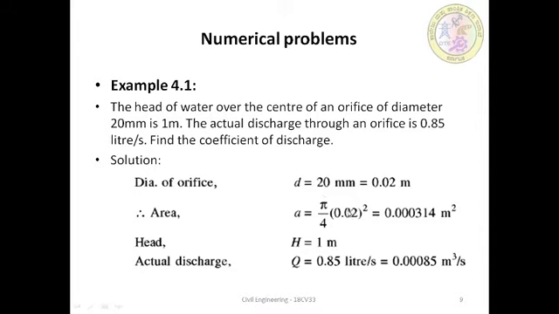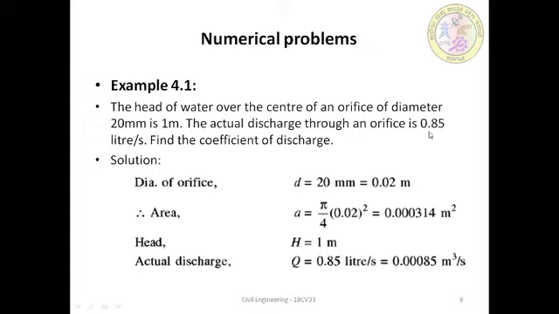Similarly, for the diameter of the orifice we have, now we calculate its area. Its cross sectional area is nothing but pi d square by 4. We substitute the diameter, and now we get the cross sectional area, pi d square by 4, which is 0.0000314 meter square. And the head is available, 1 meter.